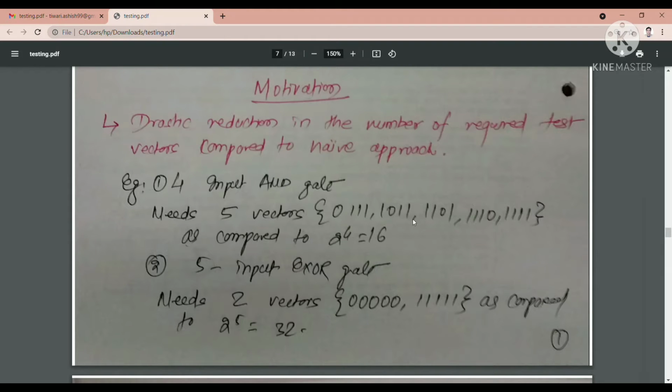And this 0 0 0 and 1 1 1. You can go back and see in the previous lecture when I explained the test vectors for AND, OR gate, XOR gate, and NAND. Okay, then you will definitely understand this.